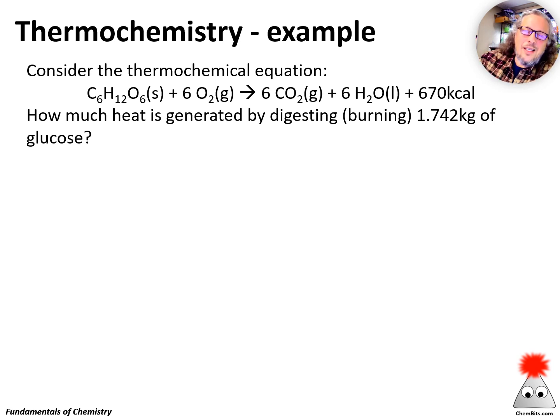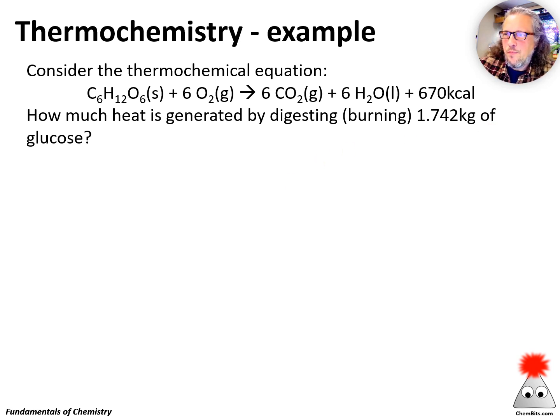So let's take a look at an example. Consider a thermochemical equation. This is the burning of glucose. Glucose reacts with oxygen to give us carbon dioxide and water and 670 kilocalories of energy. So how much heat is generated by digesting? Digesting is just the biological process that's the analog of burning. 1.742 kilograms of glucose.